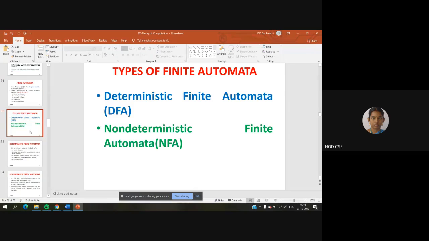And there are 2 types of finite automata. One is called the deterministic finite automata, abbreviated as DFA, and the other is called the non-deterministic finite automata, abbreviated as NFA. Again, in non-deterministic finite automata, we have 2 forms: one accepting epsilon transition and the other not accepting epsilon transition. So we have 2 forms of NFA: with epsilon transition and without epsilon transition. We shall see that later.